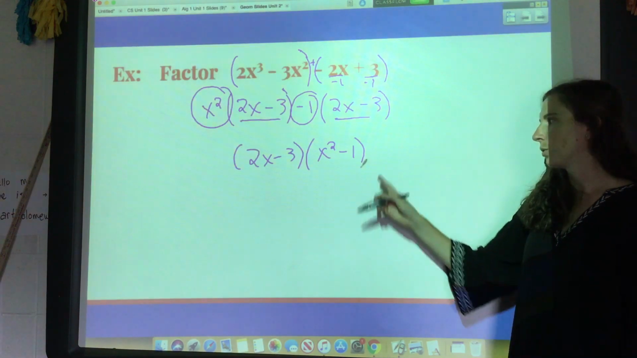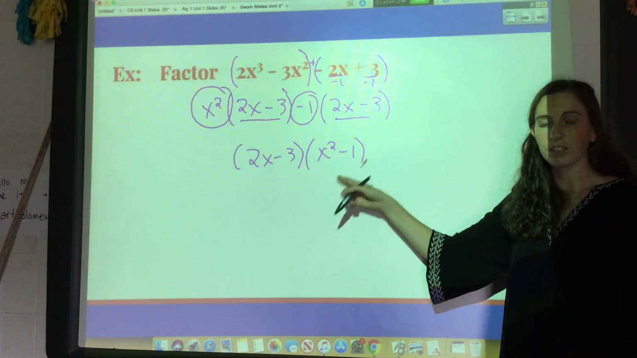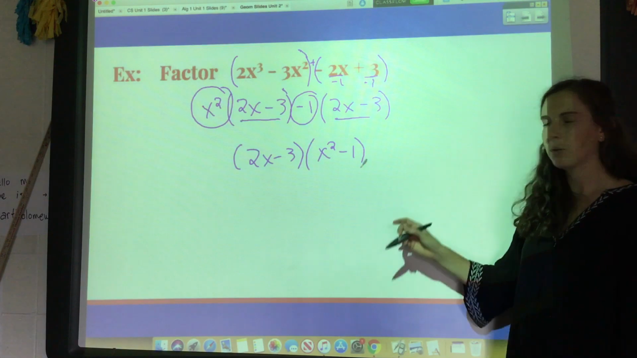This is another one of those where this would actually keep factoring. It would keep breaking down, but for now we're just going to stop there.